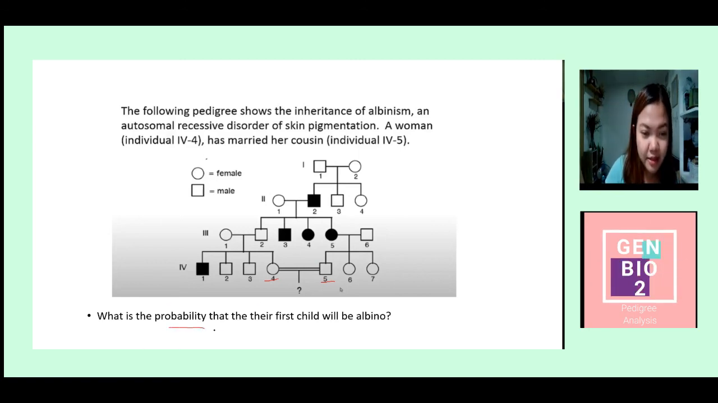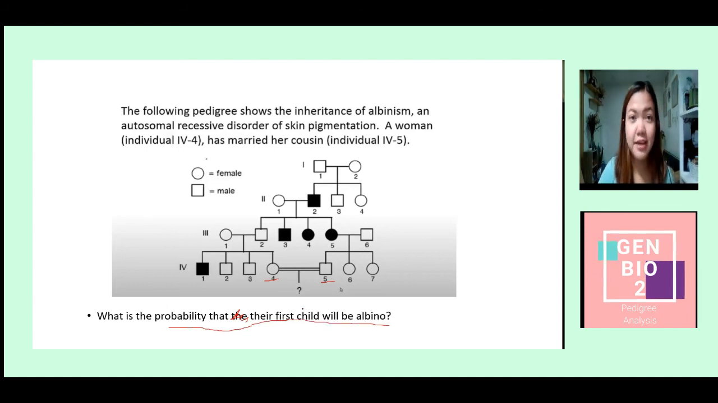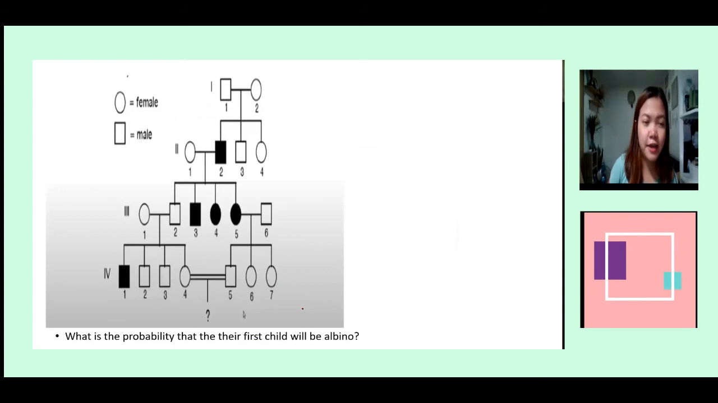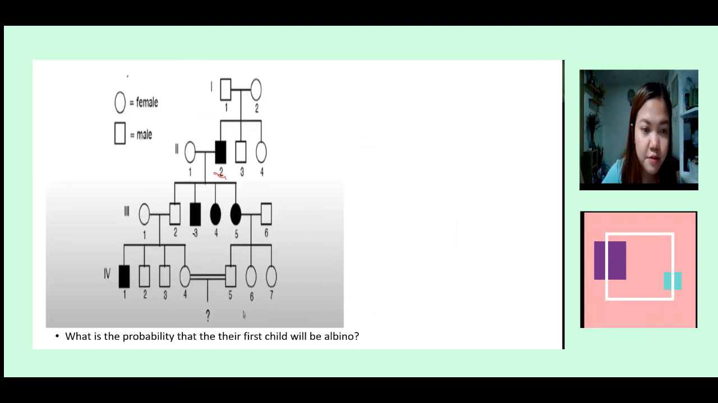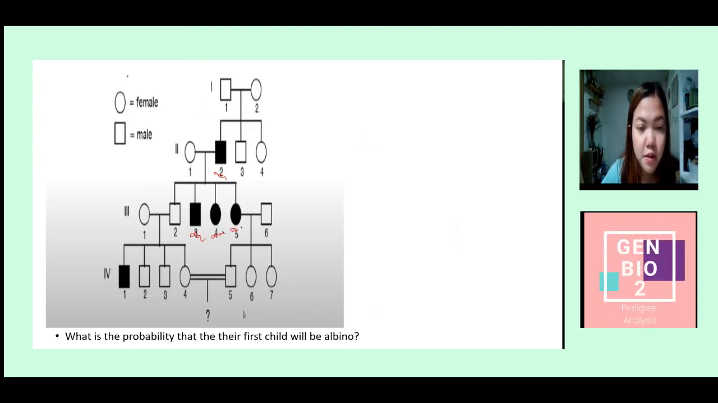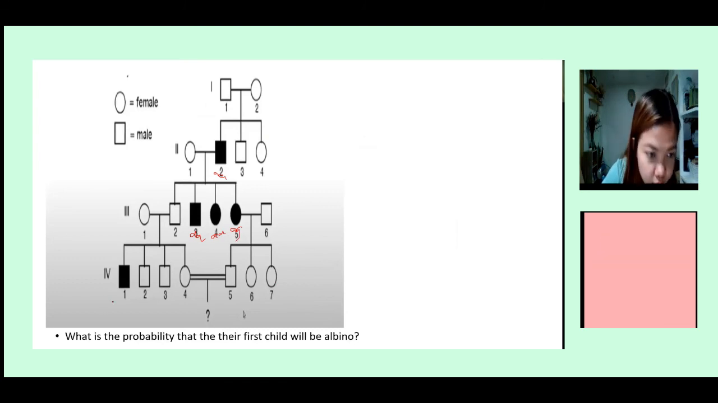So what is the probability of their first child will be albino? Okay? So sinabi na dyan na the gene is recessive. And of course, alam naman skip siya ng generation. So since it is recessive, we try the genotypes of the affected individuals. So that's small a, small a.